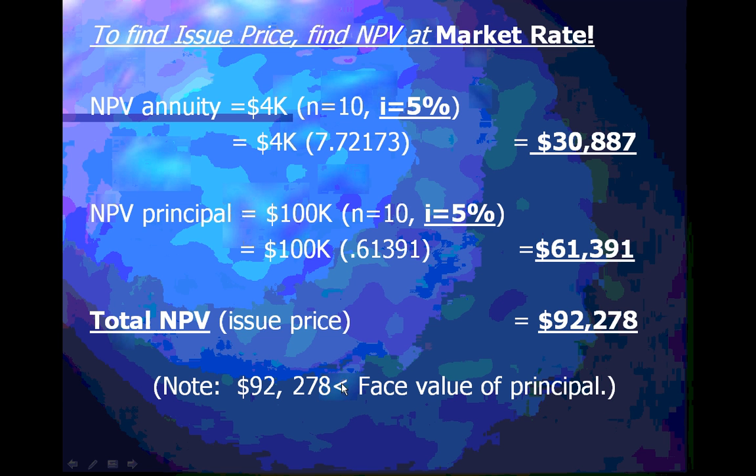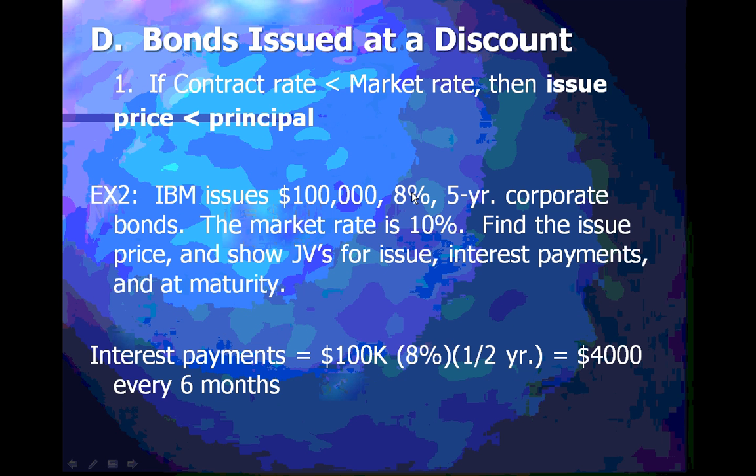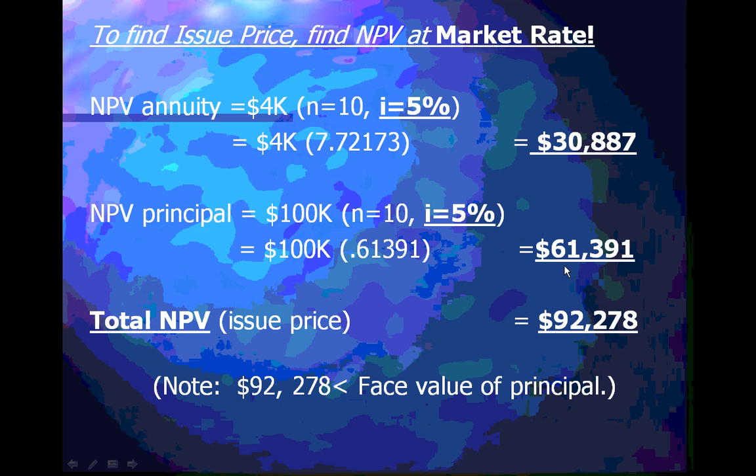Okay, so what this means is the 92,278 is way less than the face value of the principal. These discounts aren't normally that steep, but what it means is that if we've got a big separation between the rate we're paying on our bond and the market rate, 10%, then we've got to pay a pretty steep discount just to get people to come and actually invest in that bond. Okay, hope that helps.